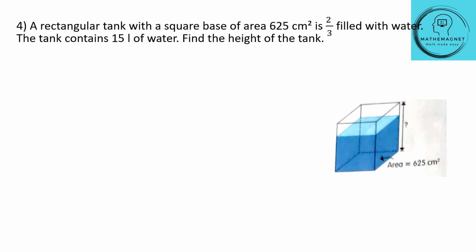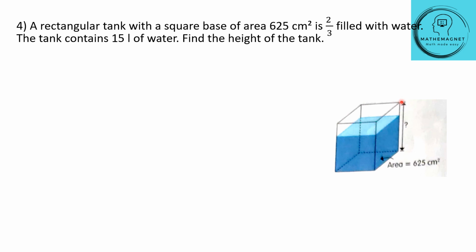Now here they have given us the base area of the rectangular tank. This base area, we know, is 625 centimeters square. This is the base of the tank, and they have given the area. What does base area mean? It means the length into the breadth. So we know this into this is equal to 625.